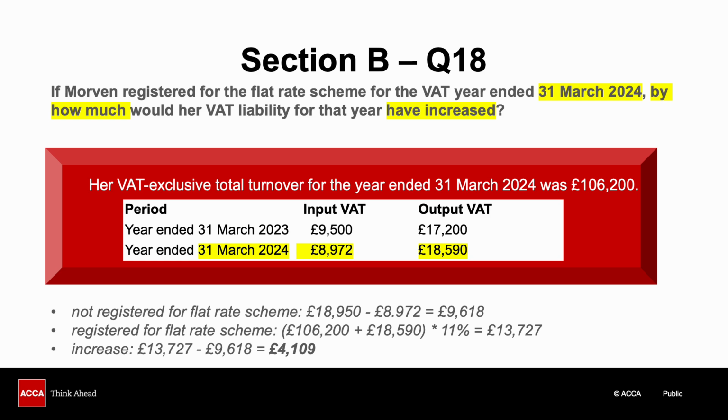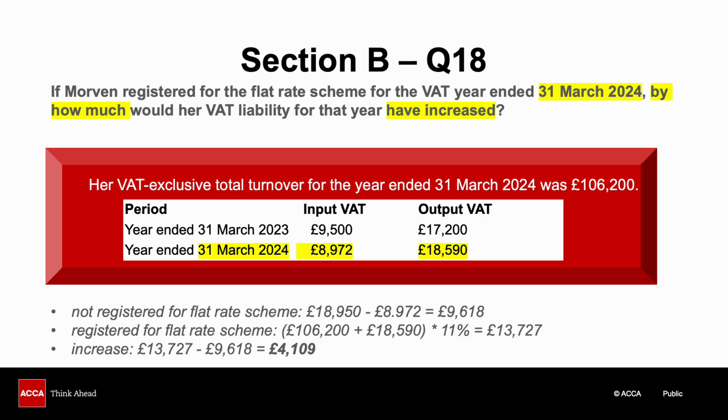You multiply that by the flat rate given in the question, which was 11%, and then you compare that to what would have happened if we weren't registered for the flat rate scheme. All you would do in that case is net off the output and input VAT against each other, and we would have had a balance of output VAT due to HMRC of 9618. So the question asked us, by how much would the VAT liability have increased? So we take the difference between those two, and it would have been £4,109 therefore. So a few different things to think about in that question, a little bit complicated, that one.